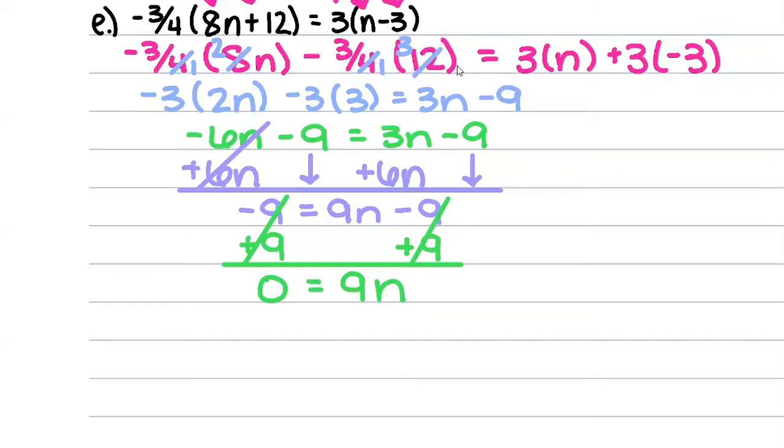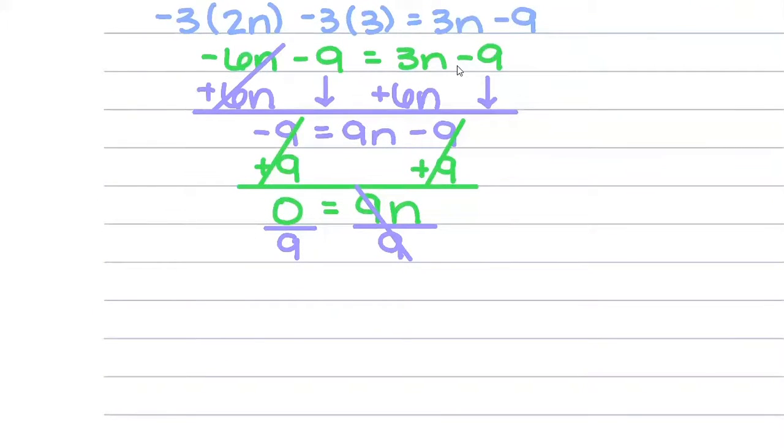From here, I just divide each side by that coefficient to get n by itself, and I rewrite it so n comes first. So 0 divided by 9 is 0, and n is equal to 0.